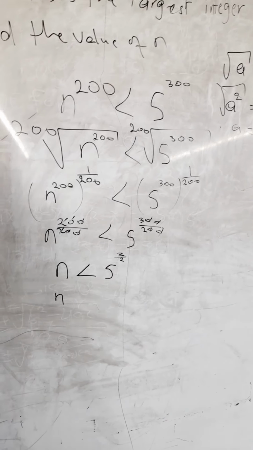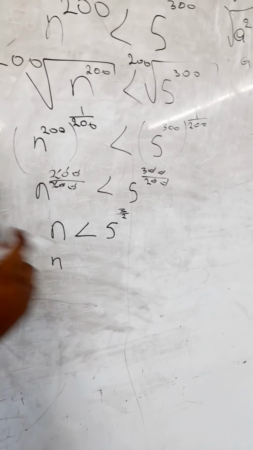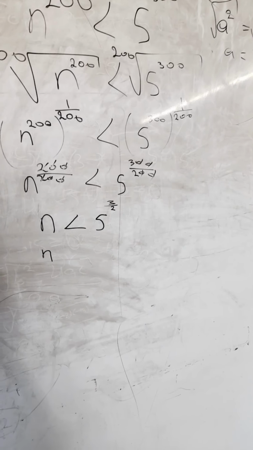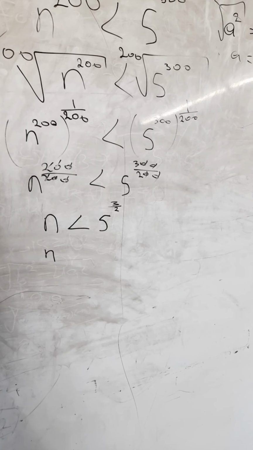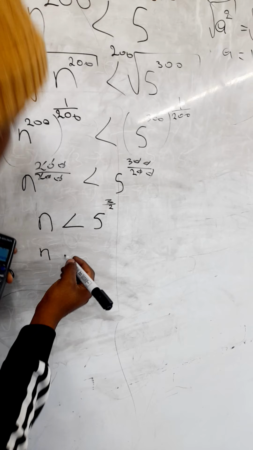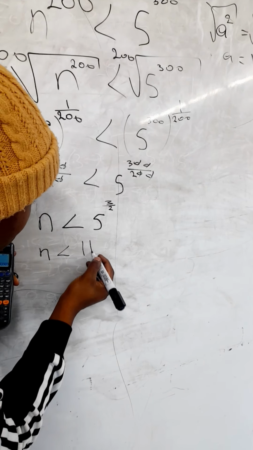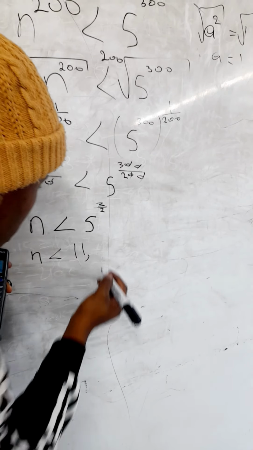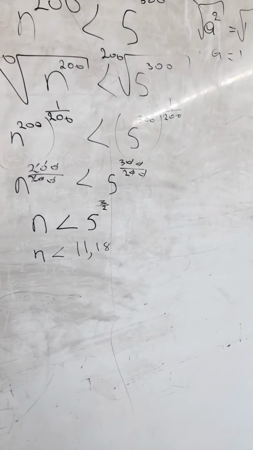What is 5 to the power of that? Simply punch in 5 to the power of 3 over 2. Then your n is less than 11.18.